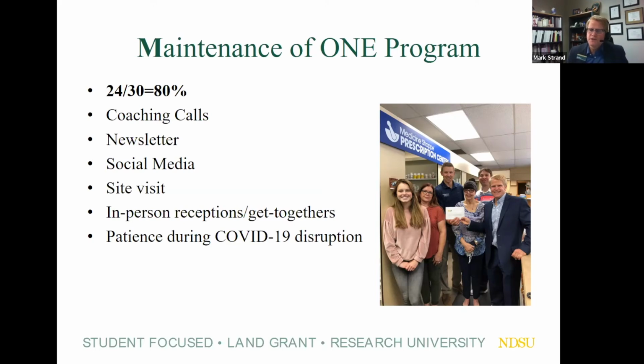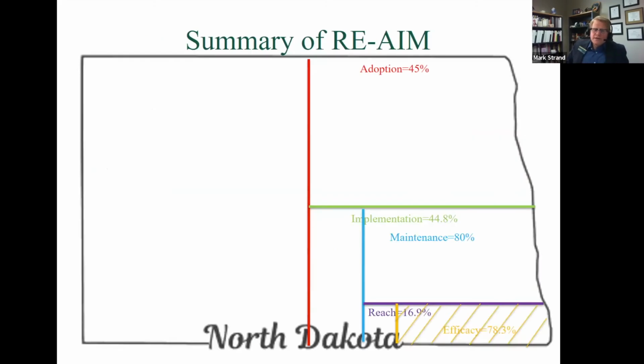We did have disruption during COVID, as a lot of programs did. So trying to be patient during that time was another important element. Now, I want to summarize the REA model using the outline of the map of North Dakota.